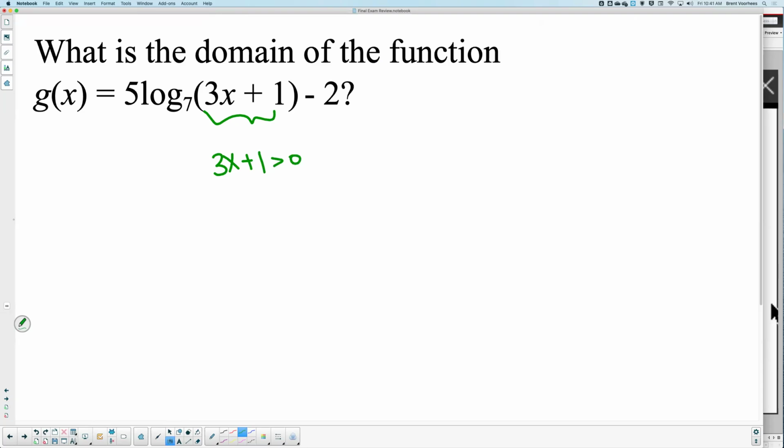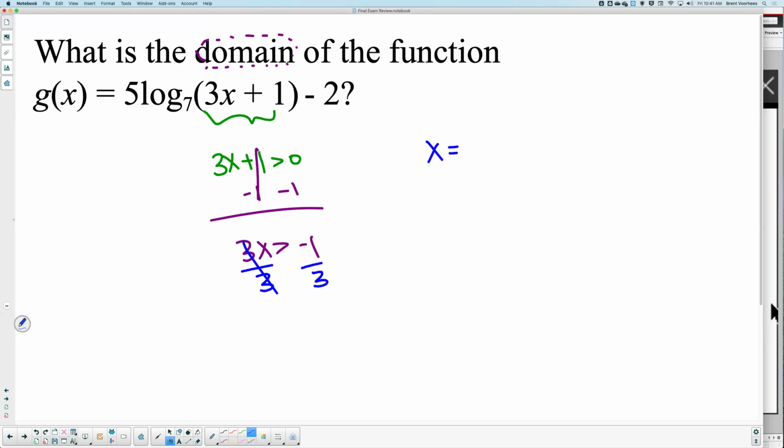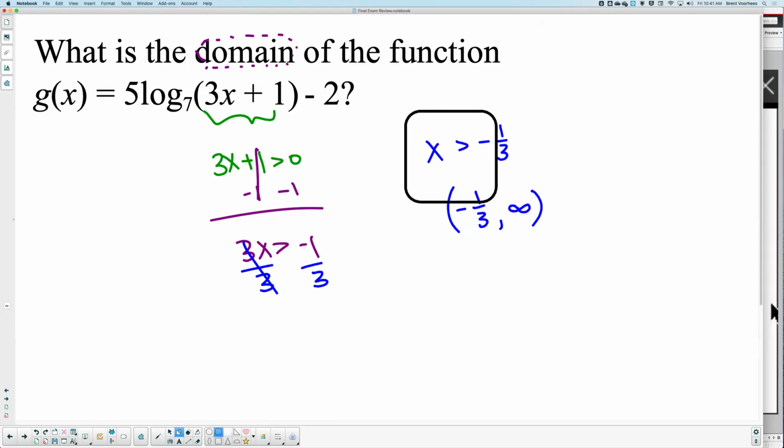What would you do first? You would subtract 1 from both sides. So 3x would have to be greater than negative 1. Last step, divide by 3. This is saying x has to be greater than negative 1/3. Said another way, you could say it's the numbers from negative 1/3, I'm doing a parenthesis because it's not equal to, all the way up to infinity. Any numbers that are greater than negative 1/3. That's how you can write your answer, in either form.